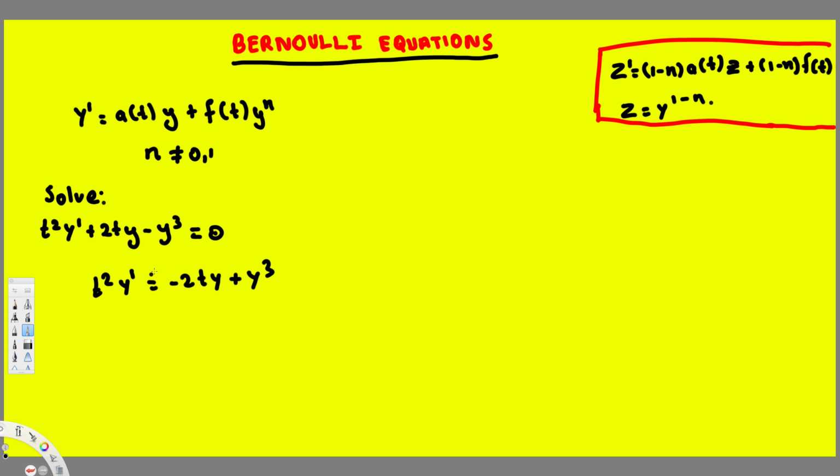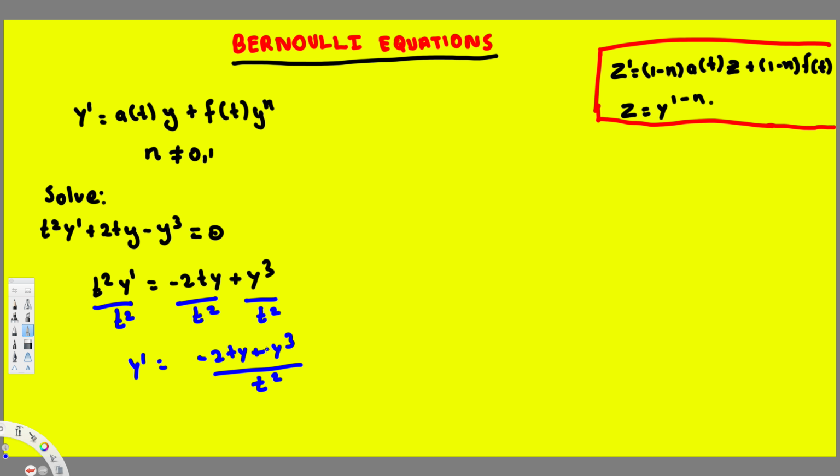And here if you notice, in the standard form we don't have anything in front of this y prime, so we have to get rid of this t square, right? So to get rid of that one, what we do is we divide everything by t square, and that's going to give us y prime is equal to, here we can take t square common, so this is going to be minus 2ty plus y cube over t square. So this is what we are getting.